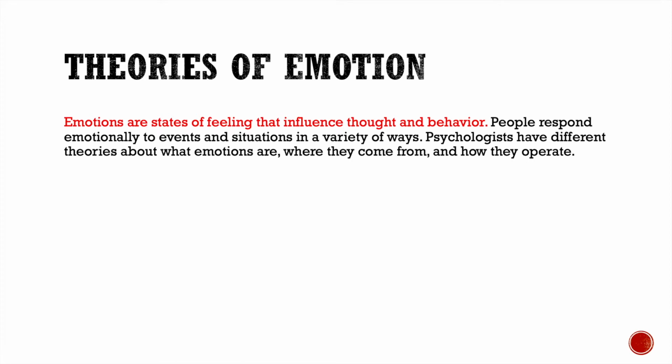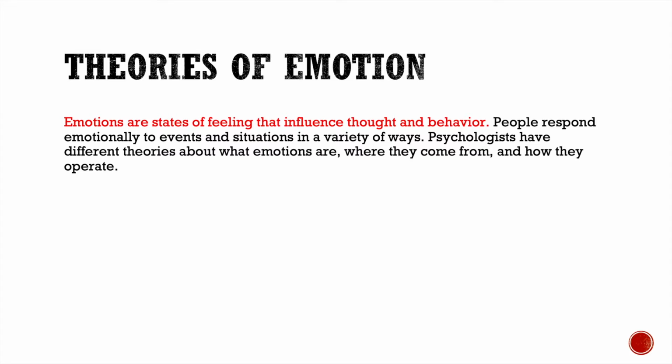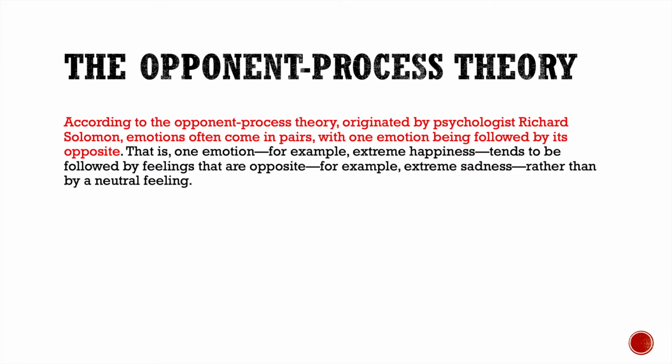All right, this is chapter 13, section 4, part 2, continuing on from our previous lesson where we talked about facial expressions. Now we're going to get into theories of emotion. Emotions are states of feelings that influence thought and behavior. People respond emotionally to events and situations in a variety of ways. Psychologists have different theories about what emotions are, where they come from, and how they operate.